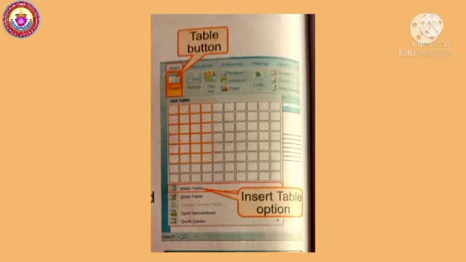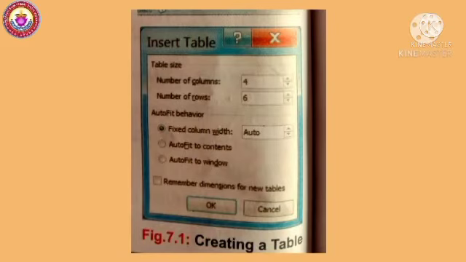The simplest way to create the table is to click on the Table button in the Table group on the Insert tab. Next step, click on the Table button in the Table group of the Insert tab. Move the mouse pointer over the grid and select the number of rows and columns you want in the table. Then the table will be inserted in the working area.